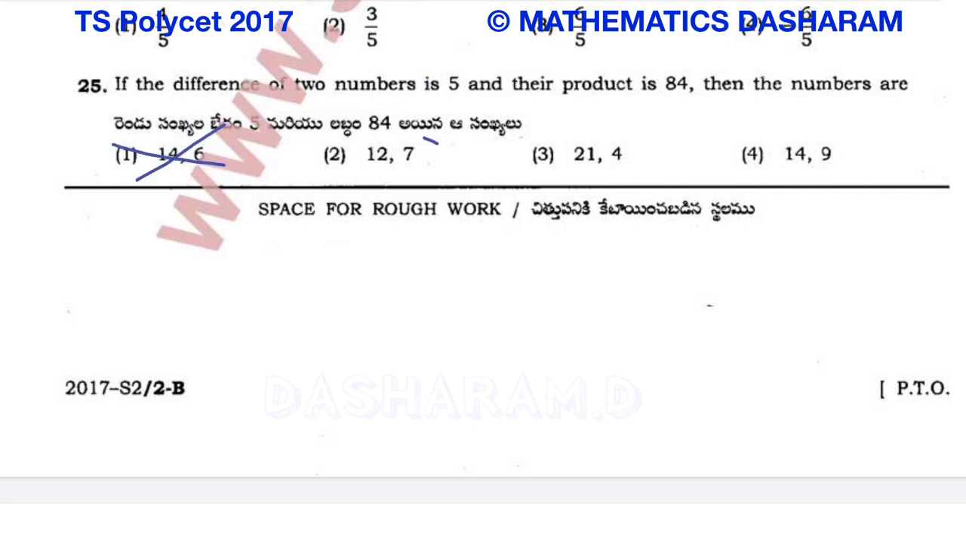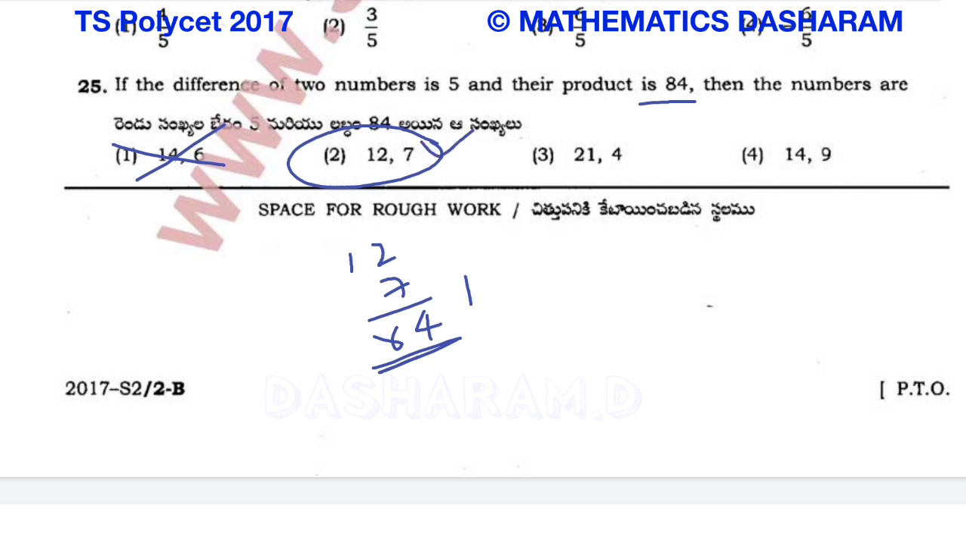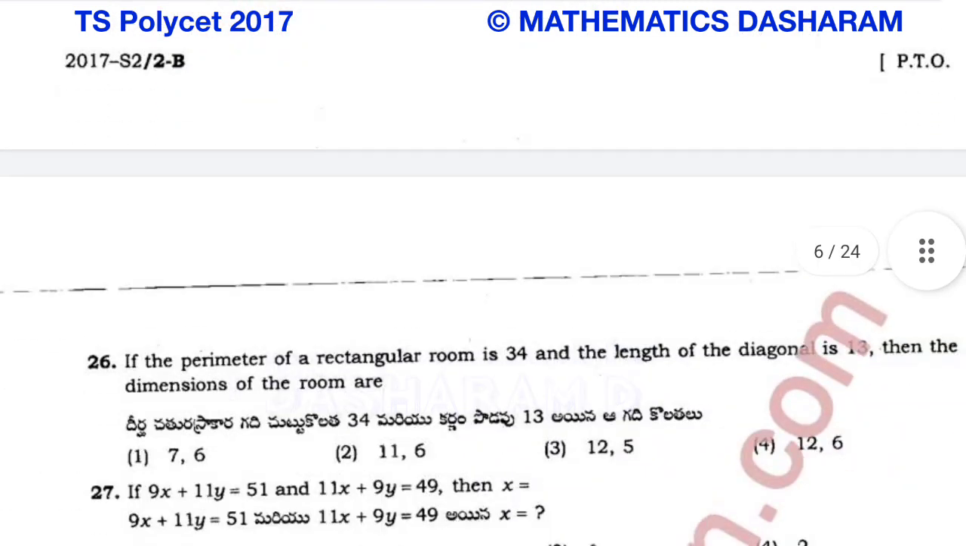Next option 2. The difference between 12 and 7 is 5 and their product is 84. So 12 into 7: 7 twos are 14, 1 carry, 7 ones are 7, 8, 84. So 12 and 7 satisfy both conditions. So our answer is option 2. Next, the 26th question.